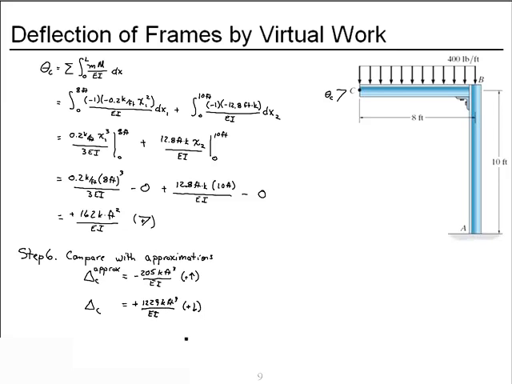Where down is positive. So when we compare these two, our directions turn out to be the same, even though they're of different signs, because our sign convention changed between the two methods. Our approximation is definitely smaller than our prediction from virtual work, which we expected, but the difference is about a factor of 6.